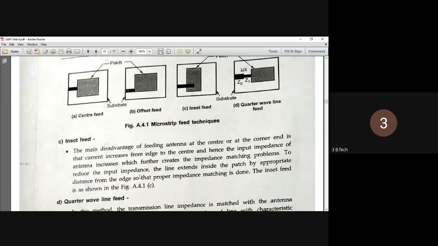Can anyone tell what is inset feed? So current increases in inset feed, sir.